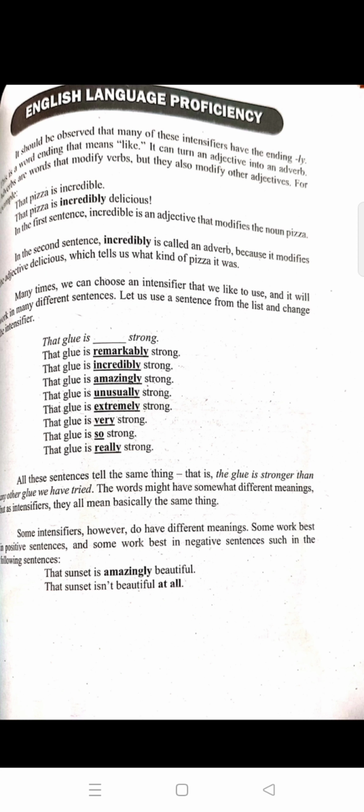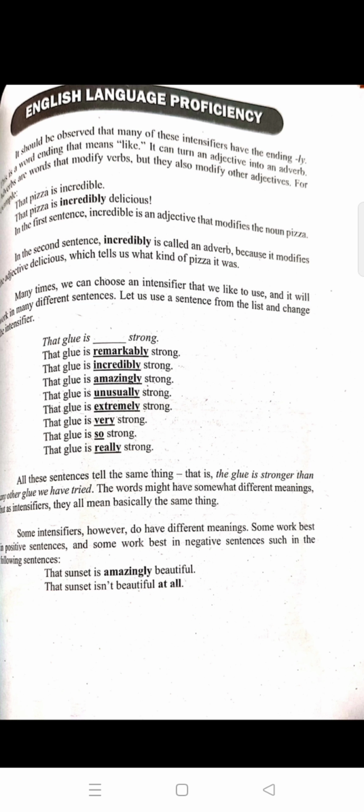That glue is remarkably strong. That glue is incredibly strong. That glue is amazingly strong. That glue is unusually strong. So all the sentences tell the same thing, that the glue is stronger than any other glue that we have tried. So some intensifiers, however, do have different meanings.